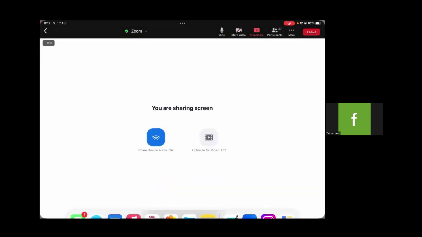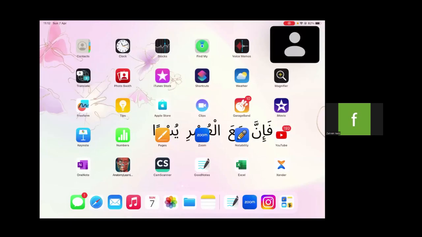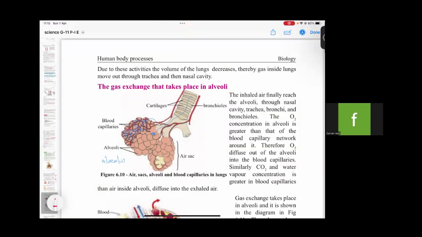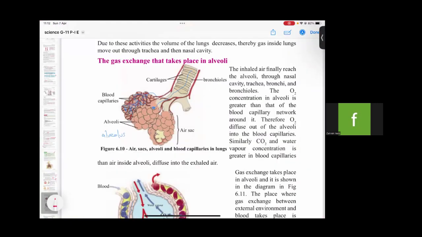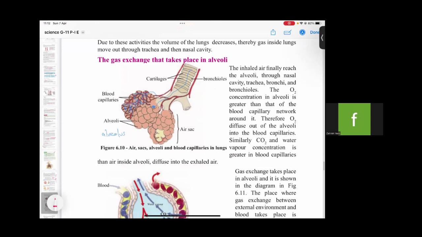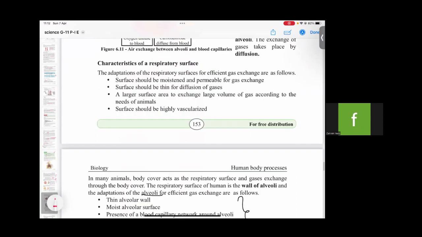Okay, I guess no. So we studied the first part. Now we go to the gas exchange. No, it's the third. This is the last part, right? Yes. Oh, it's the second part.